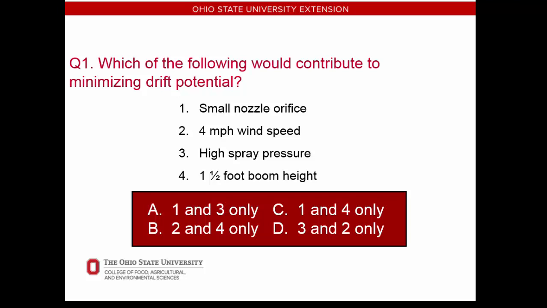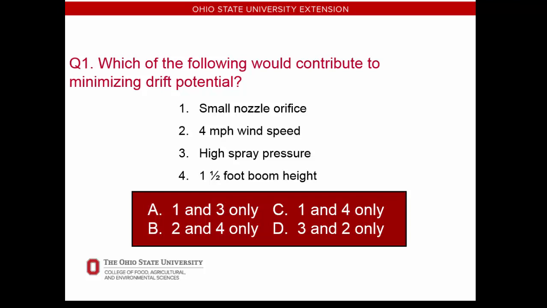Correct answer B. A 4 mile per hour wind speed is ideal for spraying and allows the applicator to assess wind direction, which is critical for managing drift. Spraying under high wind conditions as well as very still conditions must both be avoided. Now you just have to manage the droplet size and make your application as close to the target as possible.